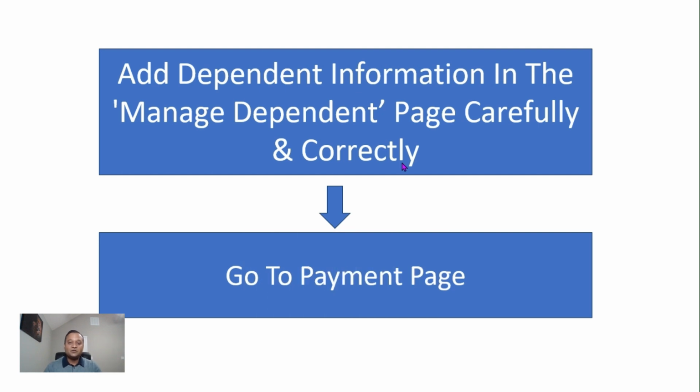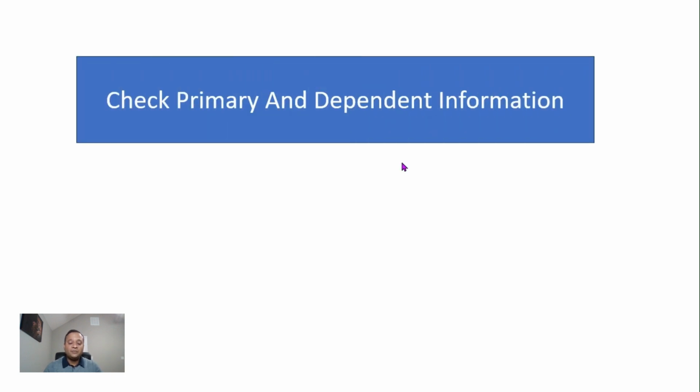Once you enter the manage dependent page carefully, then go to the payment page. On that page, check every detail of the primary and dependent information. Like, if you are eligible for the interview waiver, make sure your dependent also shows that they are eligible in visa priority. Make sure you are seeing the payment for the primary applicant as well as the dependent. The current fee is $205.